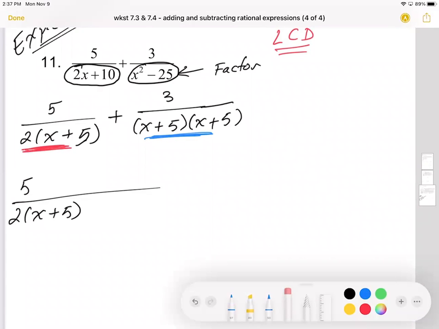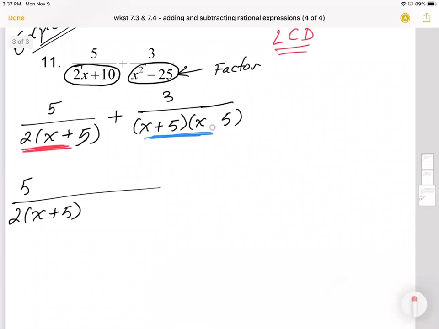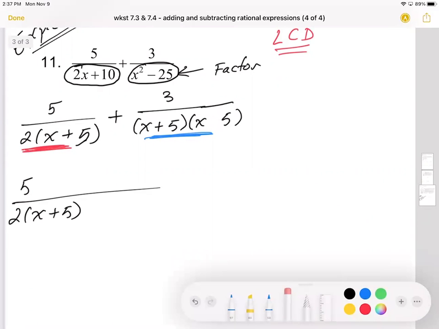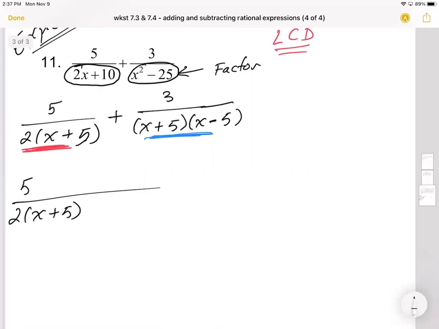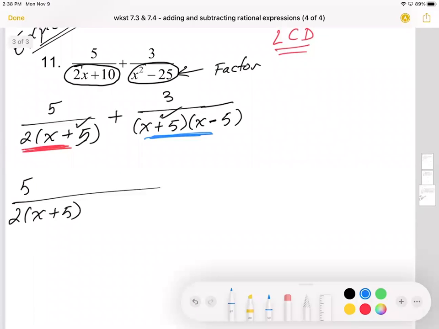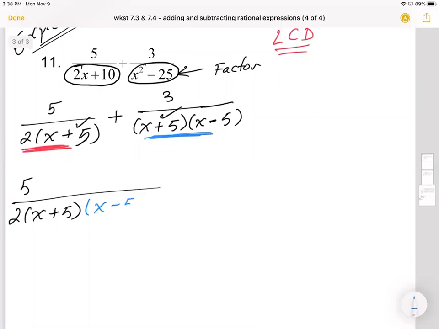Some of you are probably yelling at me over there. One of them is positive and one of them is negative, not both negative or both positive. So this is what you ask yourself: what are you missing on this side? I have an x plus 5 and an x plus 5. Do you see that I'm missing the x minus 5?